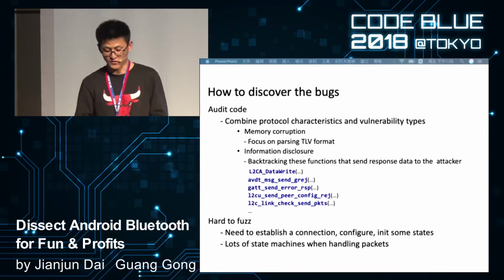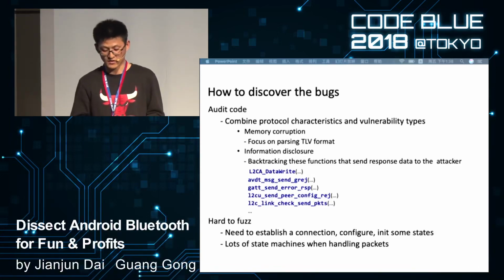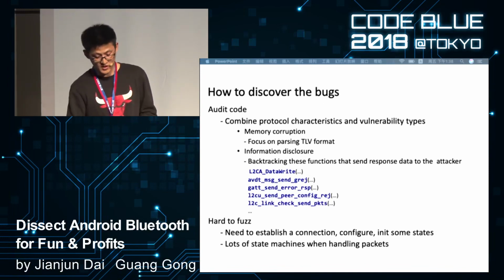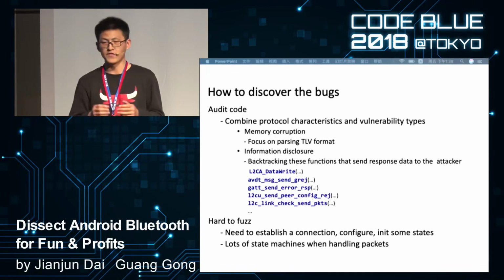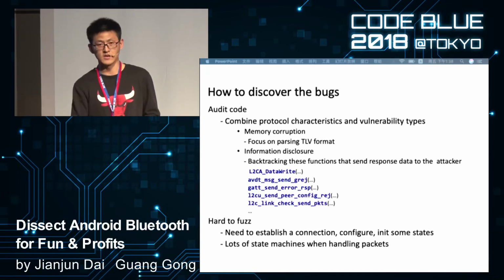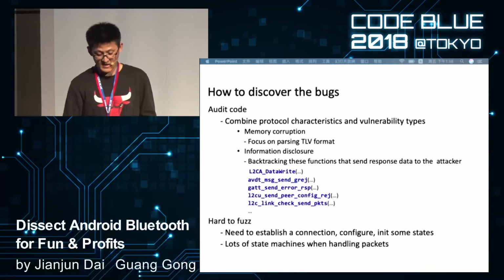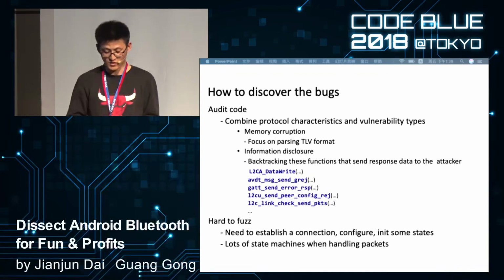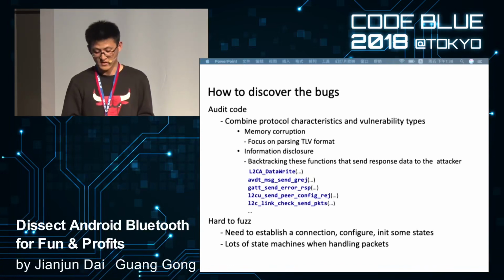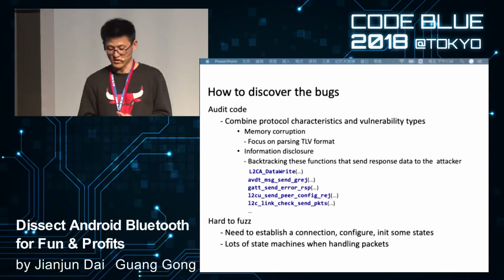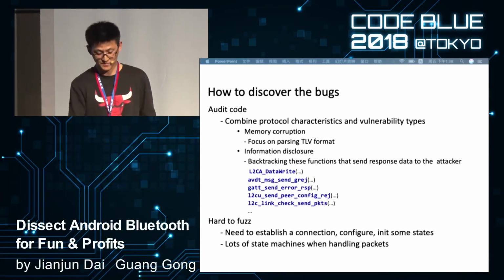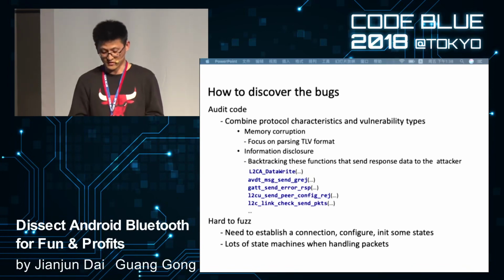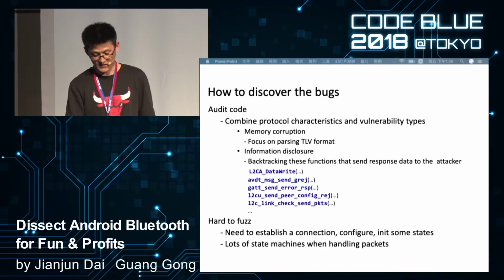Bluetooth stack is difficult to fuzz. Before handling fuzzing data, you need to establish a connection, configure some params, and initialize a correct state. As long as any state is wrong, you need to restart the connection. In addition, a lot of protocols use a state machine to ensure that data is parsed in the correct order. Any state error, the connection will be disconnected. So fuzzing is not very efficient.